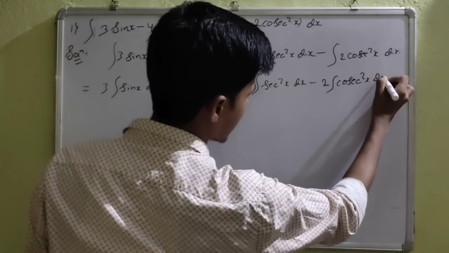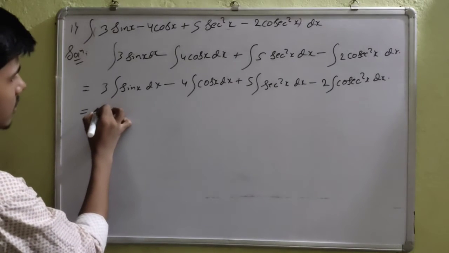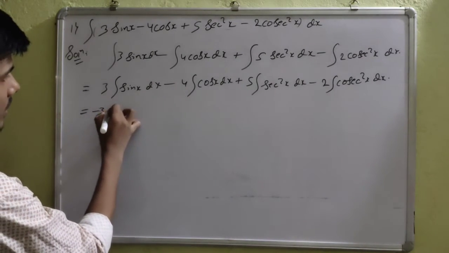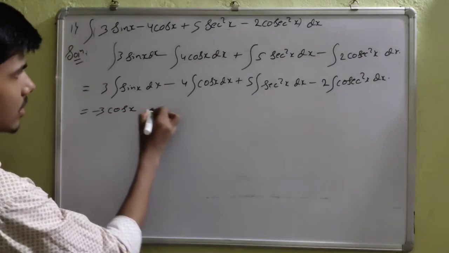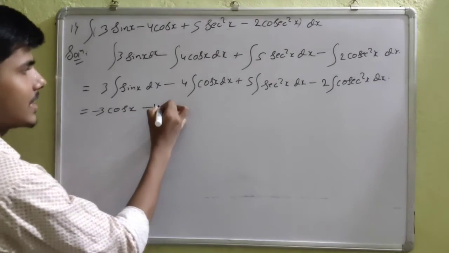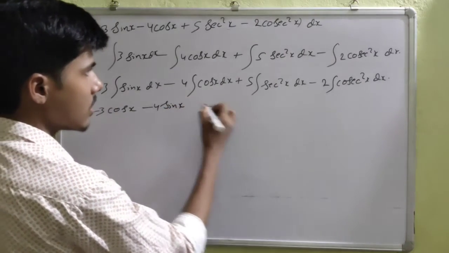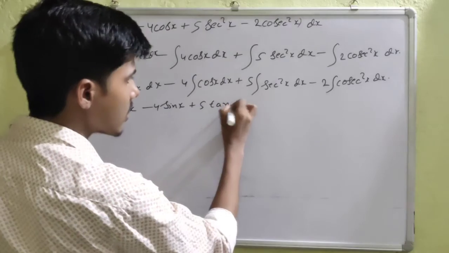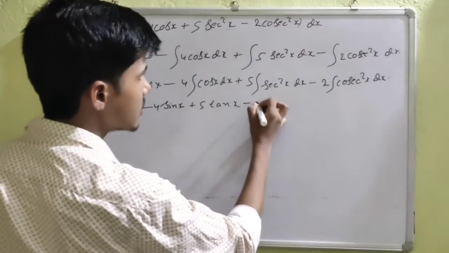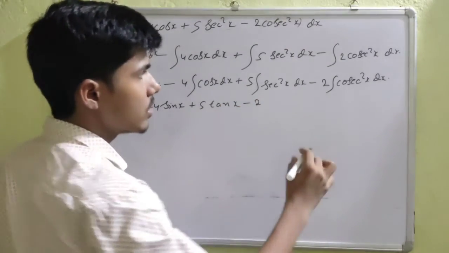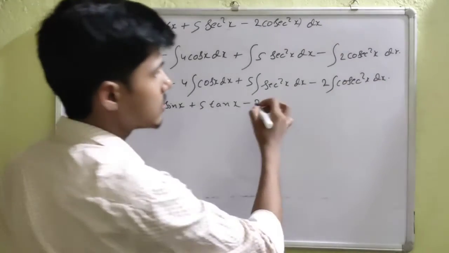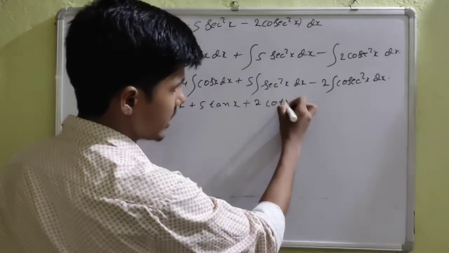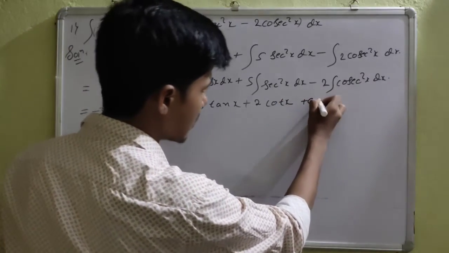Then integration of sin x is minus cos x, that is minus cos x. Integration of cos x is sin x. Integration of sec square x is equal to tan x. Integration of cosec square x is equal to minus cot x, so with the minus 2 in front, this will be plus 2 cot x plus c.